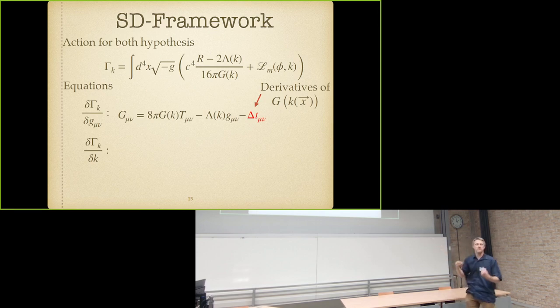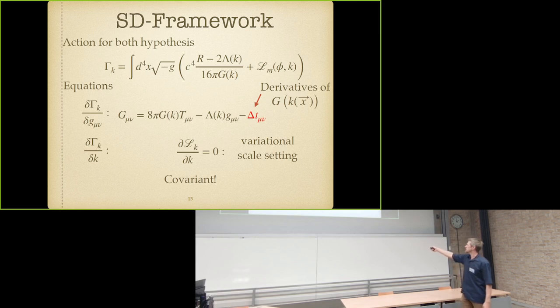You have to promote the scale to a field, and then you have it like a scalar field. You have a second equation. So that's all. It's called variational scale setting. It's covariant. And now we need to include also the possibility that everything is small.